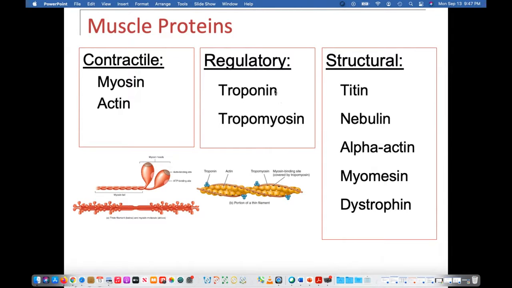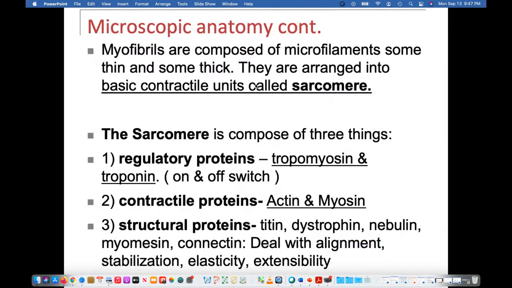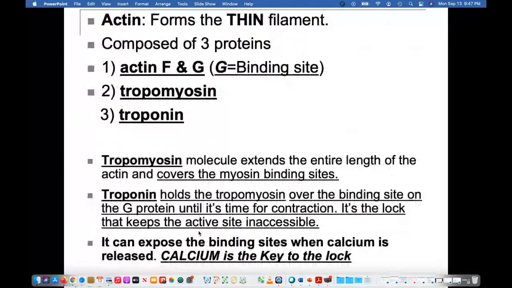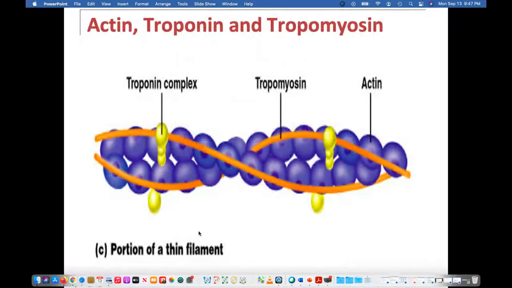You heard me in a previous lecture refer to tropomyosin as the rope and troponin as the staple. Well, what was the staple remover? That was calcium. Where was the calcium stored? In the sarcoplasmic reticulum. So you should know the regulatory proteins, the contractile proteins, and the structural proteins.